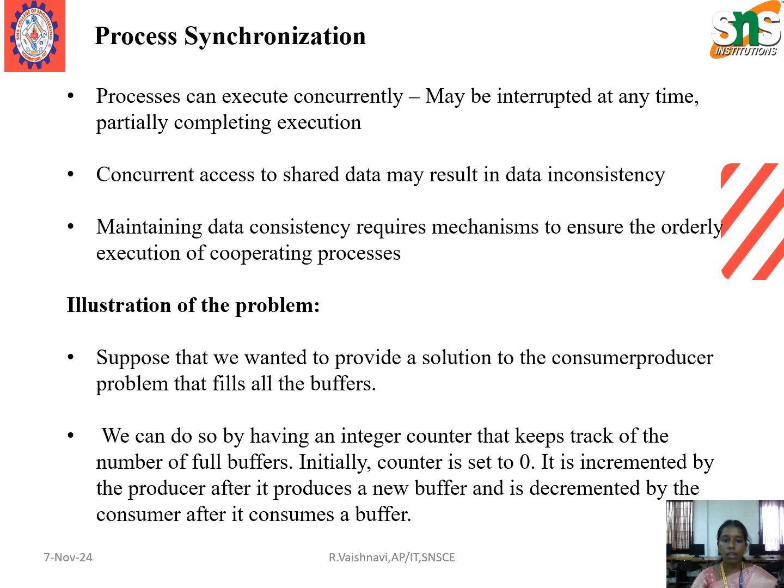The illustration of the problem is, suppose that we want to provide a solution to the consumer-producer problem that fills all the buffers. We can do so by having an integer counter that keeps track of the number of full buffers. Initially, counter is set to 0. It is incremented by the producer after it produces a new buffer, and it is decremented by the consumer after it consumes a buffer.